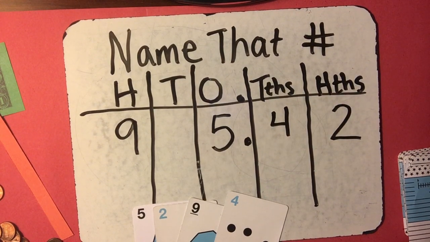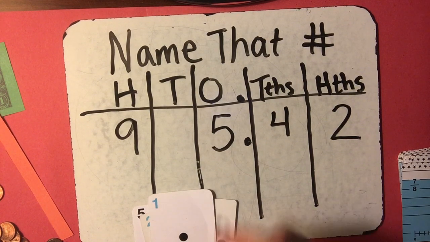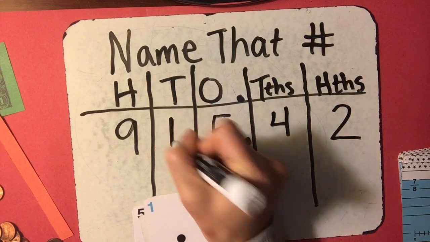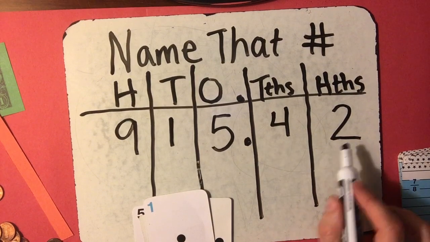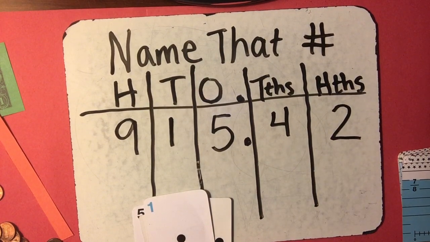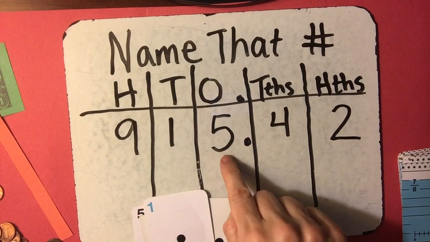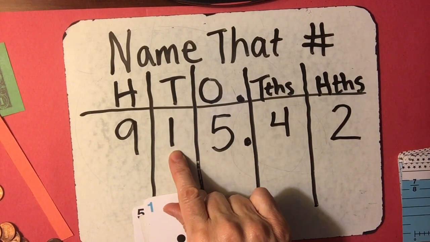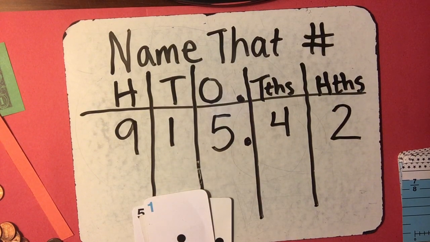And the final card, hopefully it's bigger than a 4. Uh-oh, it's a 1. So this number is 915 and 42 hundredths. Now, if I had played the 4 here, I would have gotten one of the bigger numbers possible, or if I'd put the 5 here, I could have gotten even a bigger number. So as you play this game, you'll develop some strategies and you'll develop some ideas of where you think your numbers should go.